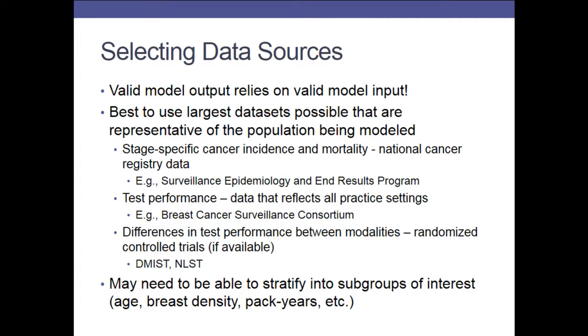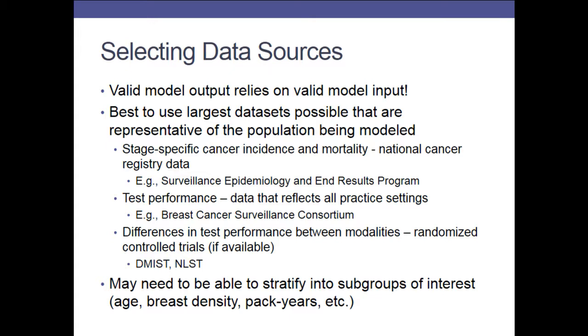So for example, if you are trying to model cancer incidence and mortality in a population, National Cancer Registry data is a really great source, such as the Surveillance Epidemiology and End Results Program, or SEER. For test performance, it's helpful if you can use a data source that reflects performance in all practice settings and not just data at a single institution. So for example, the Breast Cancer Surveillance Consortium is a source that we use in breast cancer modeling because it's a multi-site consortium that has data from a mix of academic and community practices.